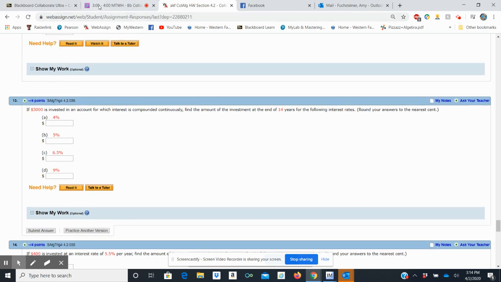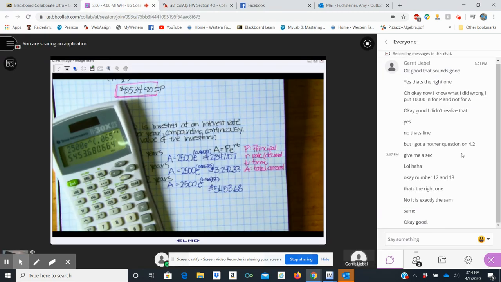Yeah, and then 13 is the same again, but they switch the interest rates up. So the years stay the same, but the decimal points are going to be different.